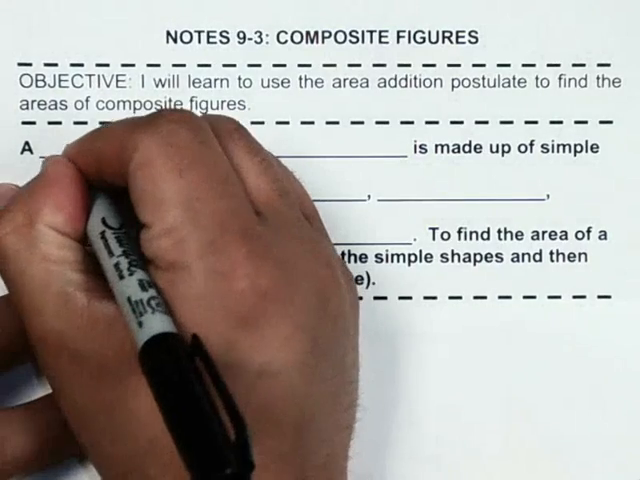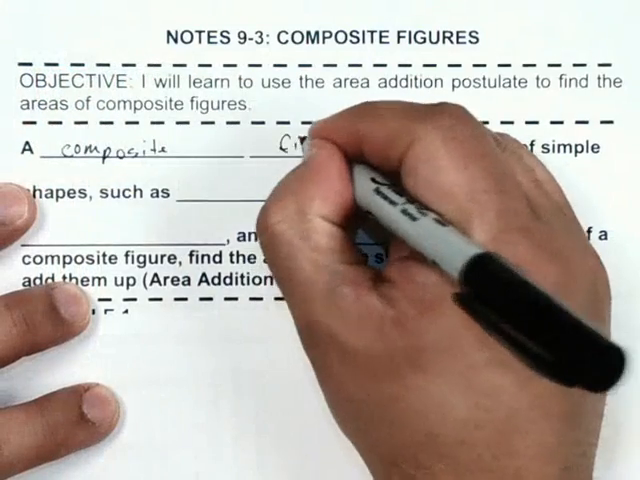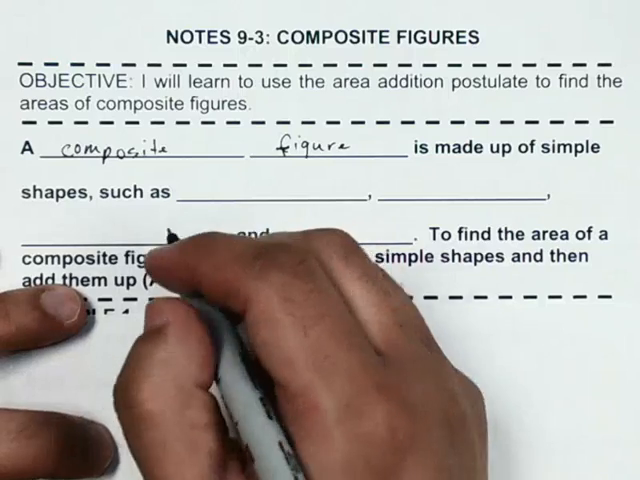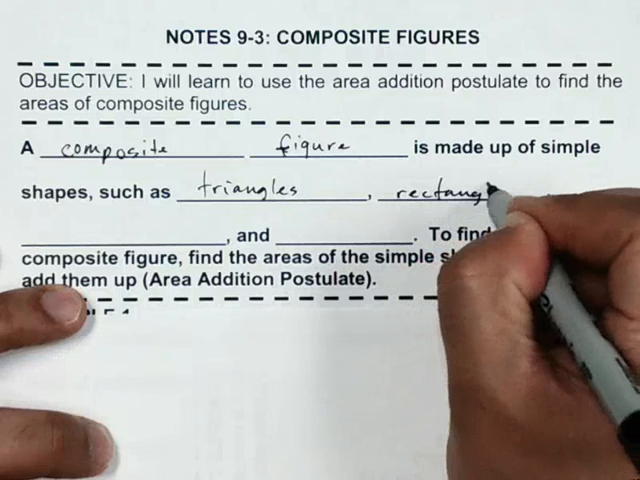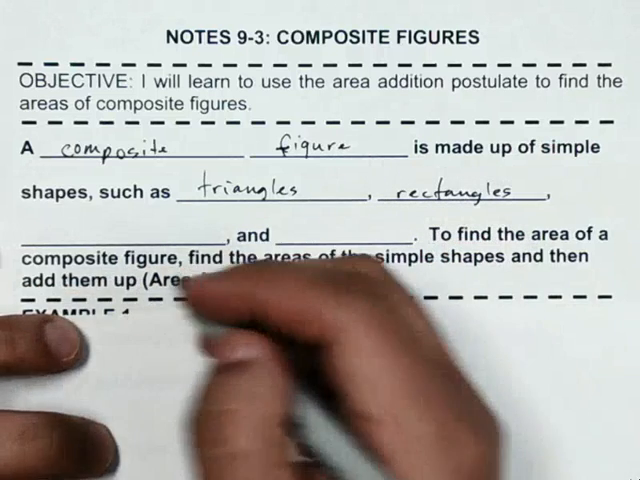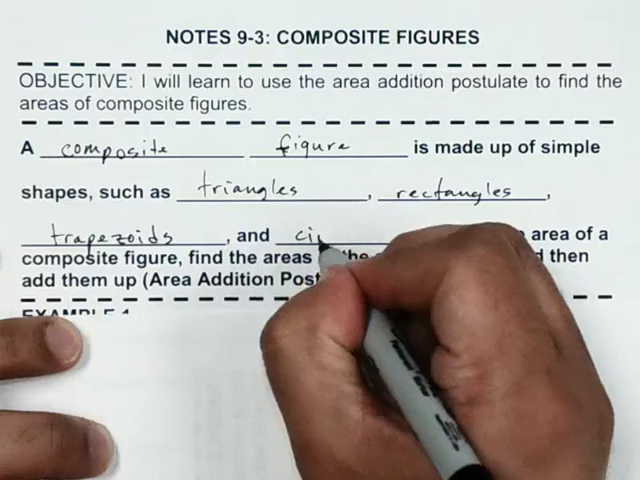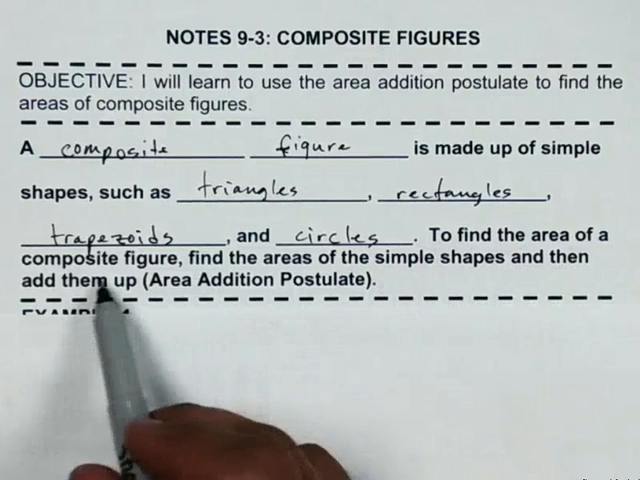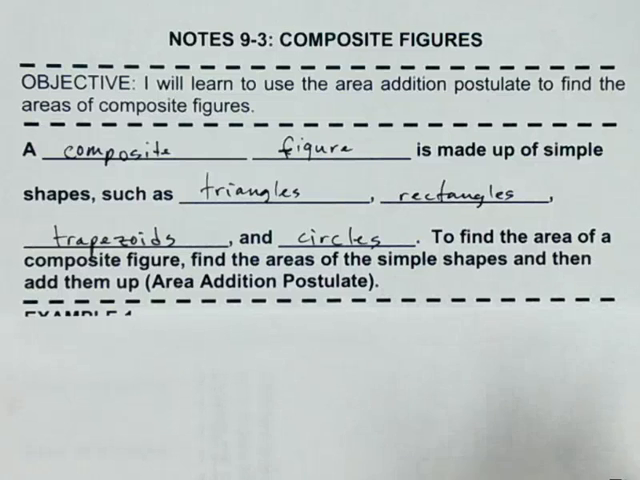So a composite figure is made up of simple shapes such as triangles, rectangles, trapezoids, and circles. Basic shapes, things that you've done with and know how to find, or should know how to find, the area of. And so to find the area of these composite figures, we want to find the areas of these simpler, basic geometric shapes, and then we want to add them up together, which is the area addition postulate.